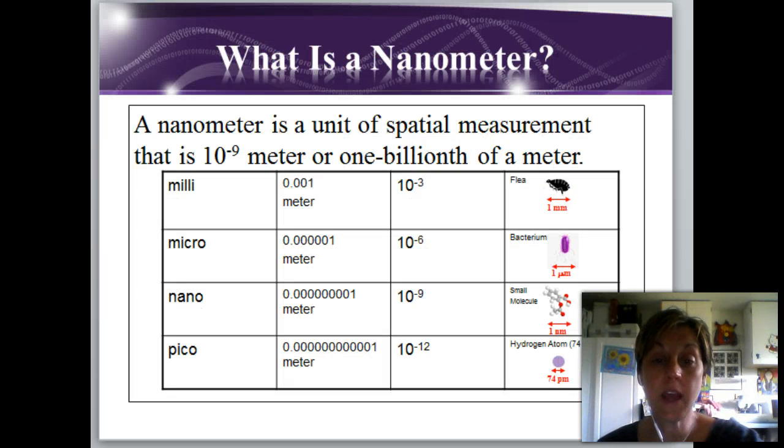If we look at it in terms of scientific notation, we can see that a nanometer is about a billionth of a meter. So if the meter were our base, a nanometer would be 1 billionth of 1 meter. And you can see the breakdown for some of the other units, like the micrometer and the picometer.